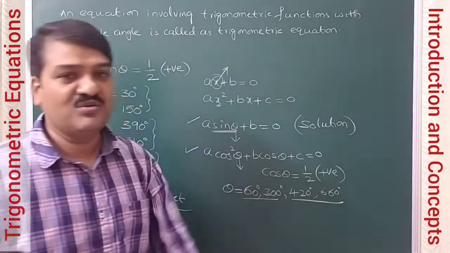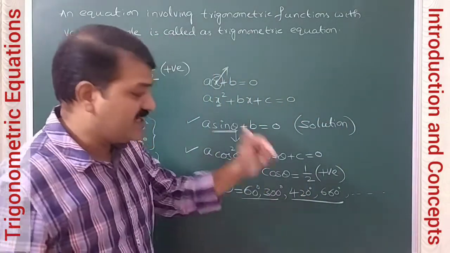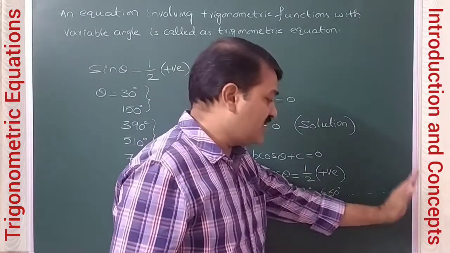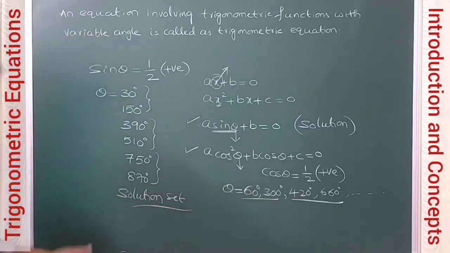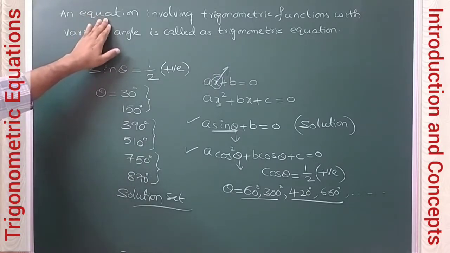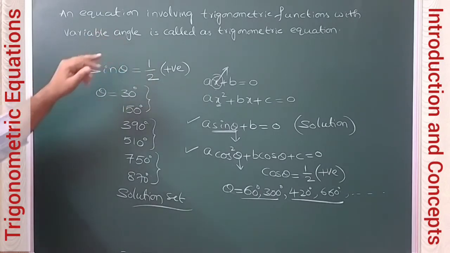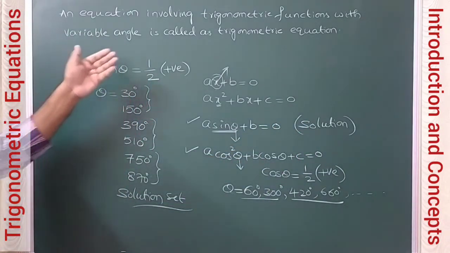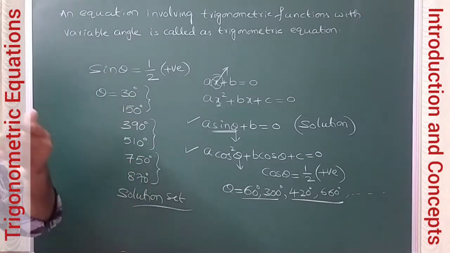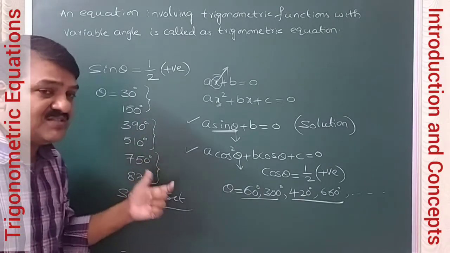This is the second set of solutions. So like this we get infinite solutions satisfying this particular equation. The set of all these solutions satisfying the particular trigonometric equation will be called the solution set. So for any trigonometric equation, the values of the variable angle satisfying the equation will be called solutions. And for any trigonometric equation, there will be infinite solutions. The set of all solutions will be called the solution set.